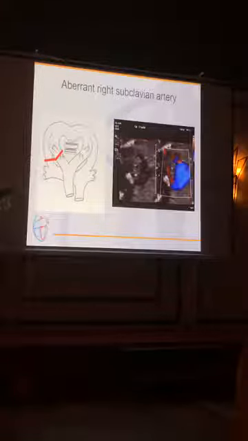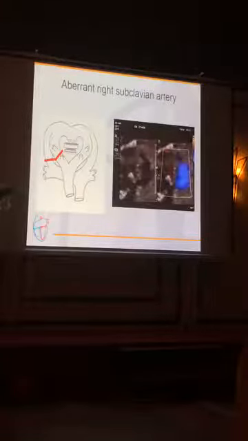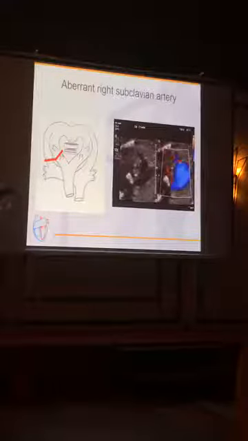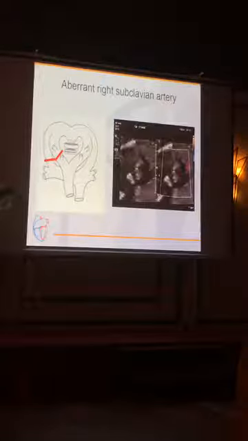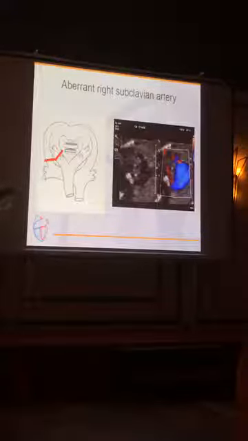And this is what happens when you have an aberrant right subclavian artery. So there is no right duct, and the interruption occurs here between the right common carotid and the right subclavian. As a result, you have this aberrant course of the right subclavian artery.